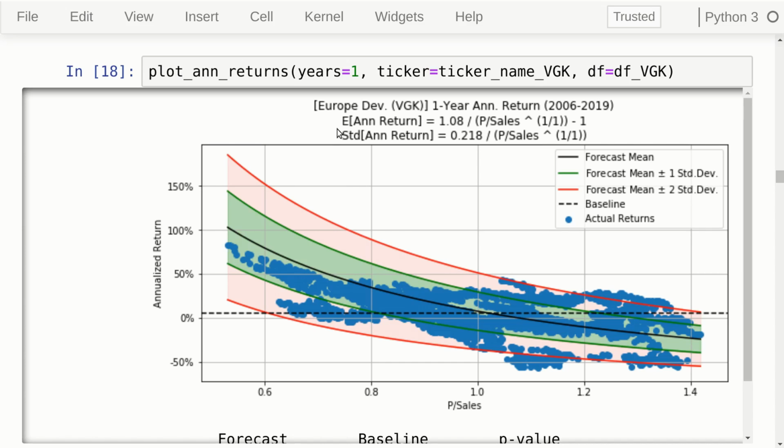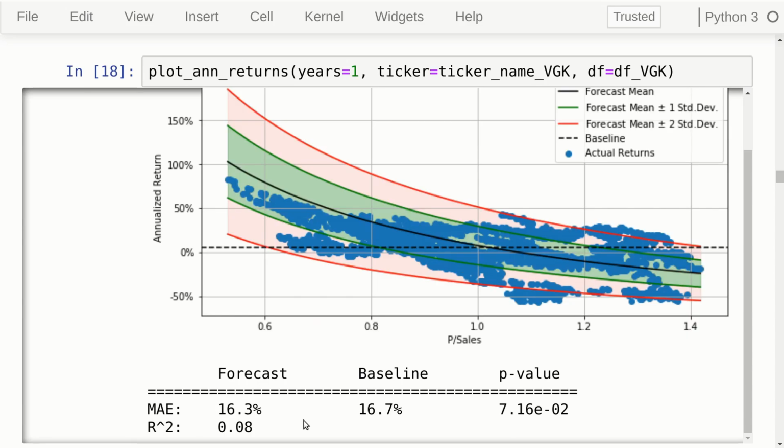And these are the forecasting formulas using the historical financial data to get the numbers A, which is 1.08 in this case, and the number B, which is 0.218 in this case. So this formula here is for the solid black line here, and this formula here is used for these regions here, the green one and the red one. We are using 2 statistical measures to assess whether this is a good or bad fit. We have the mean absolute error, and we have the R squared. And what both of these show us is that the forecasting model is only slightly better than the baseline.